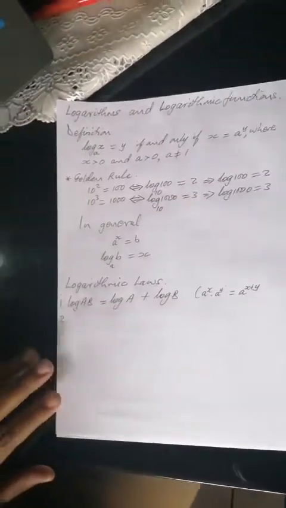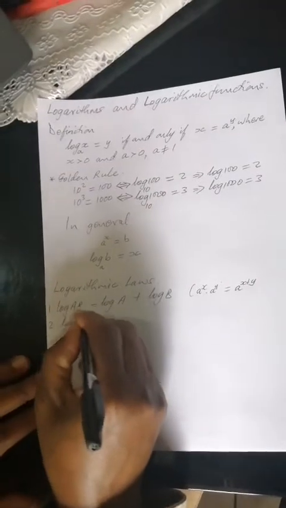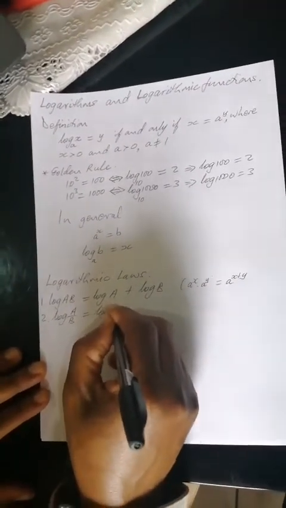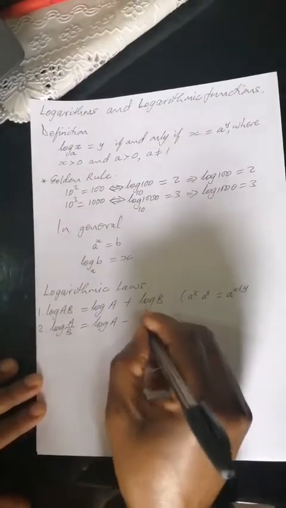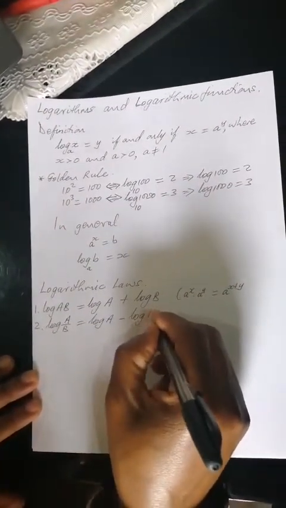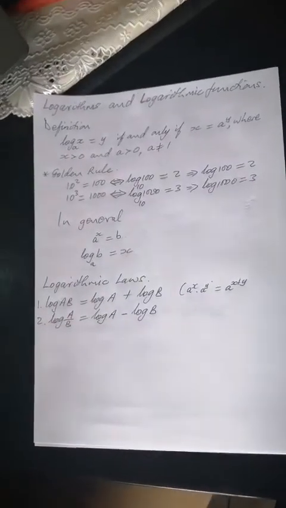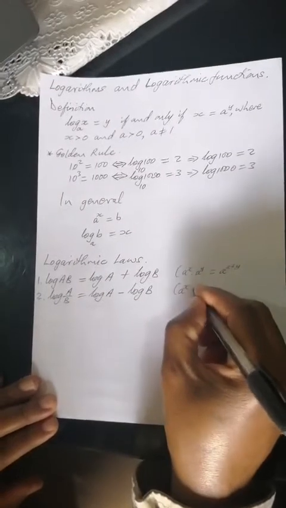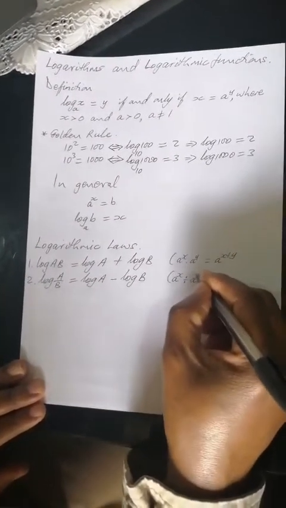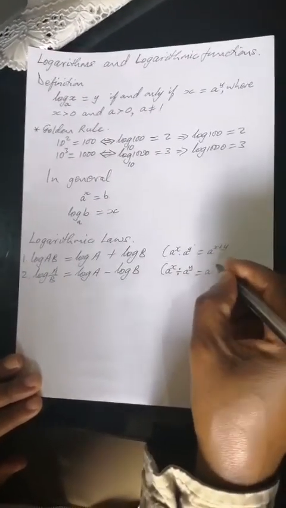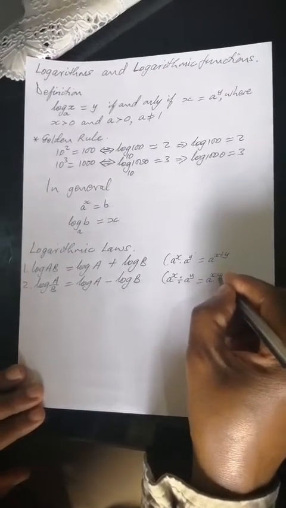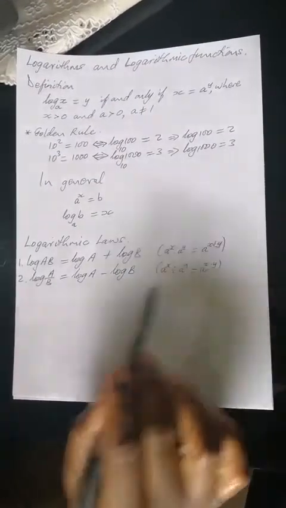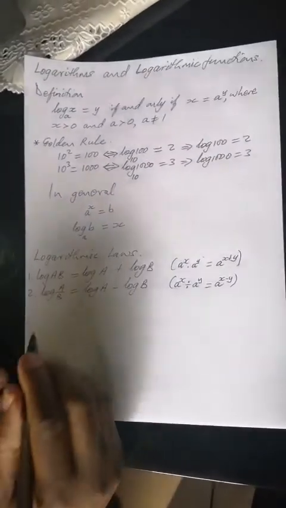Number 2, log of a over b is equal to log of the numerator, which is a, minus log of b, which is the denominator. Again, this goes hand in hand with a to the power x divided by a to the power y is equal to a to the power x minus y. Please remember these even from your exponential functions.